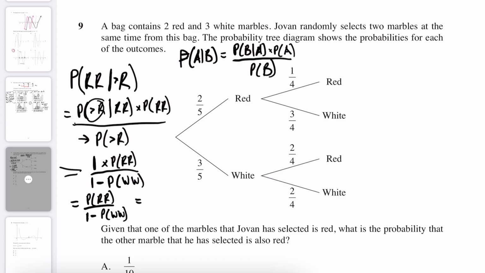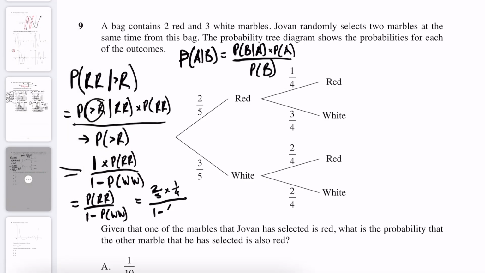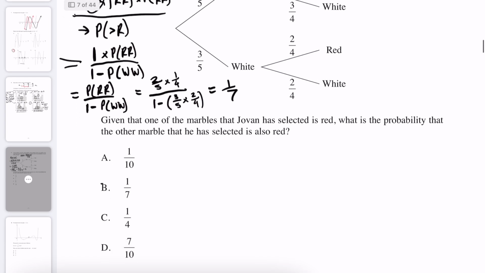Probability that a red is pulled on both tries is 2 on 5 times 1 on 4. If we just follow this path here, that's what we get there. And that's over 1 minus the probability of white and white, which is 3 on 5 times 2 on 4. And that follows this path there. And just plug this in the calculator, calculate however you want. You eventually get this to be equal to 1 over 7, which is equal to B.